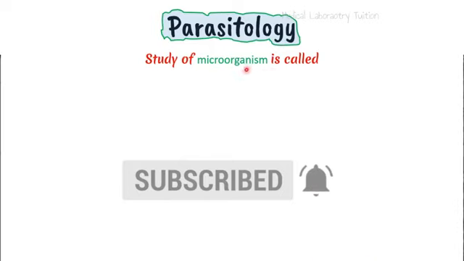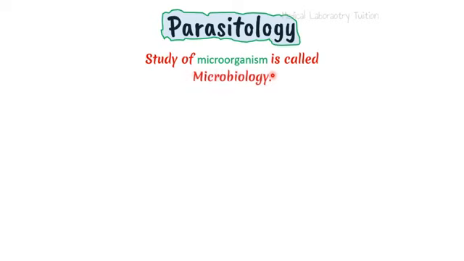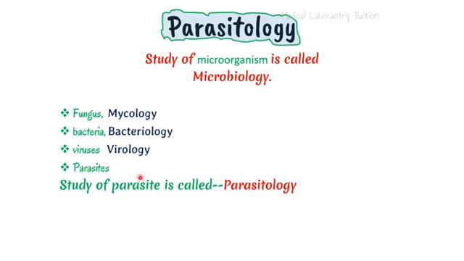Now, the study of microorganisms, okay, small organisms, is called microbiology. In microbiology we have certain terms, such as fungus, and the study of fungus is called mycology. Then bacteria, the study of bacteria is called bacteriology. Then virus, the study of viruses is called virology. Then we have our main topic, parasites. The study of parasites is called parasitology.